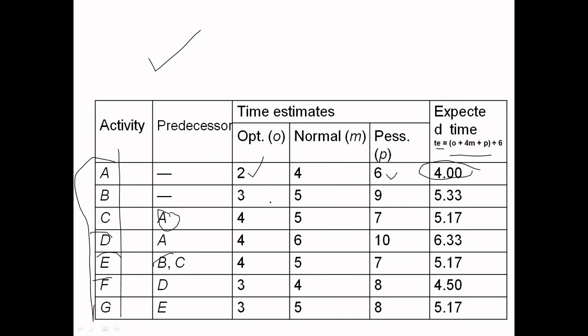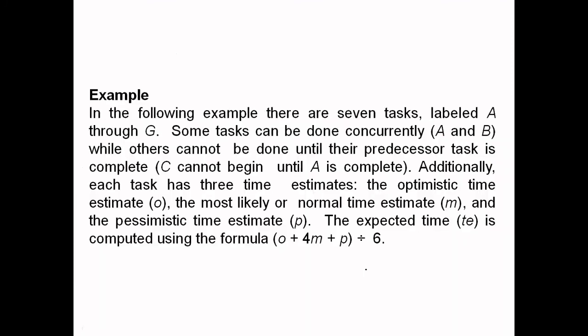Now see the B. So 3, 5, 9 identified. 3 plus 5 fours are 20, plus 9. So 23 plus 9 is 32. 32 divided by 6, the answer is 5.33. Like this, these timings are identified, and we got these particular answers. Now look at the problem.